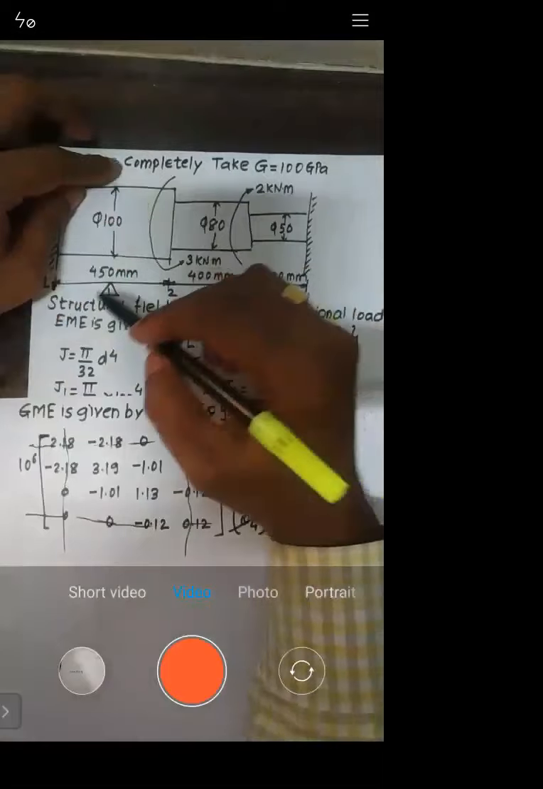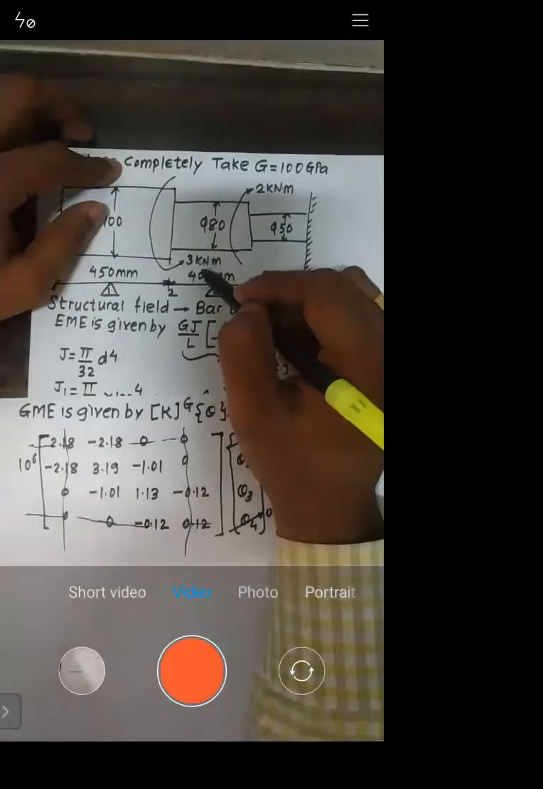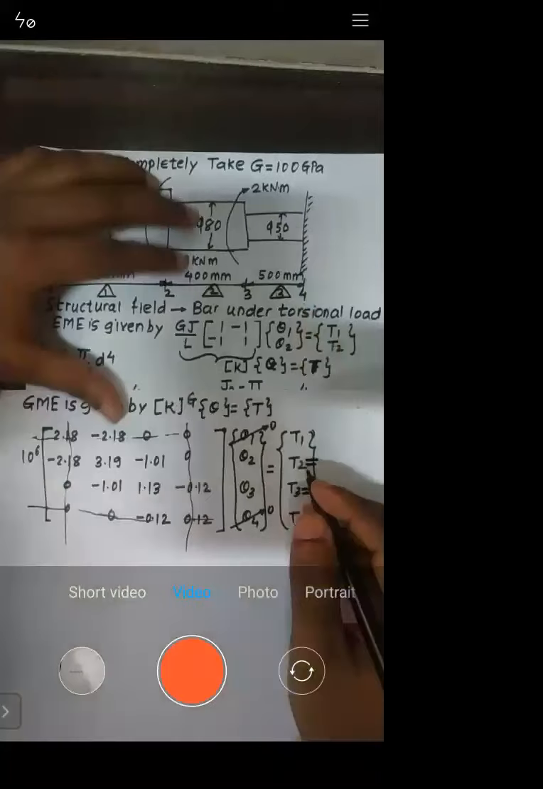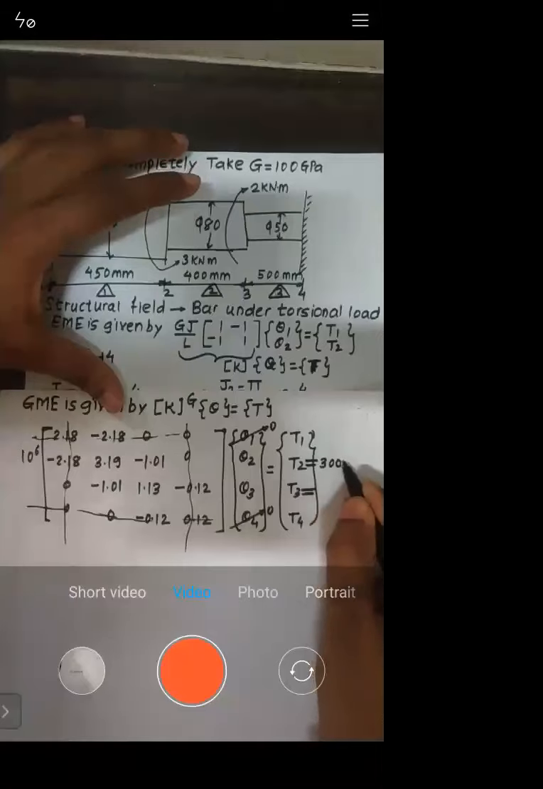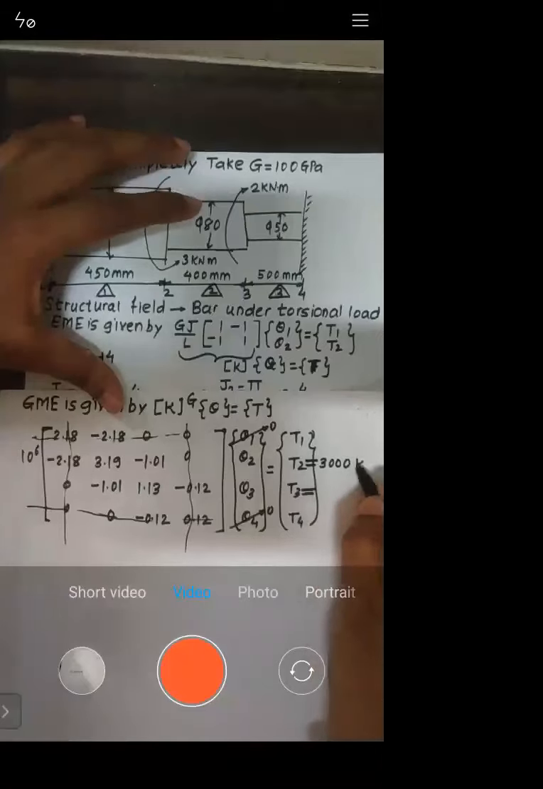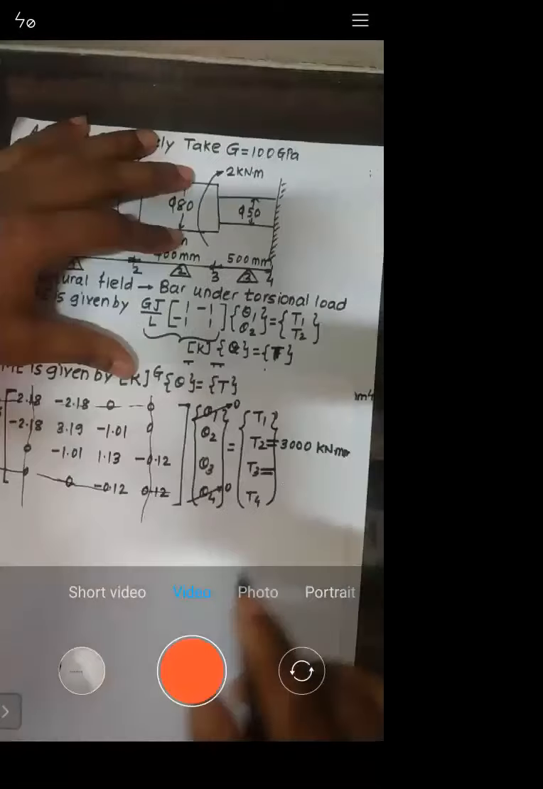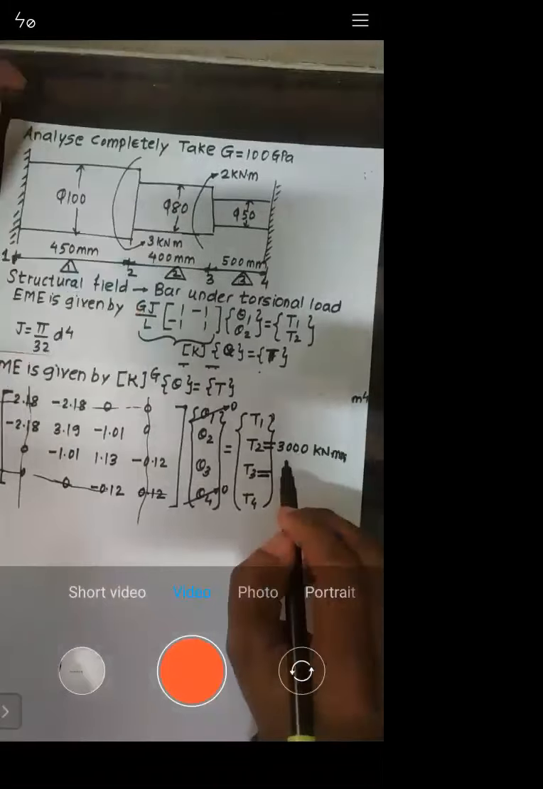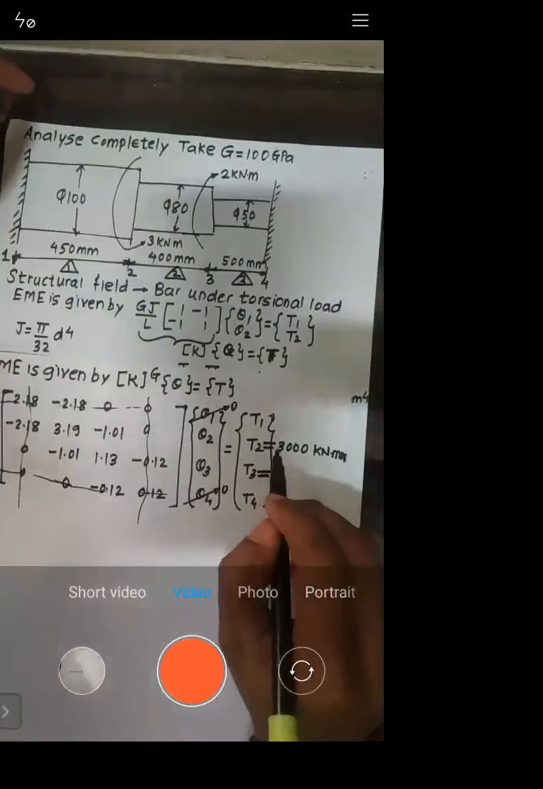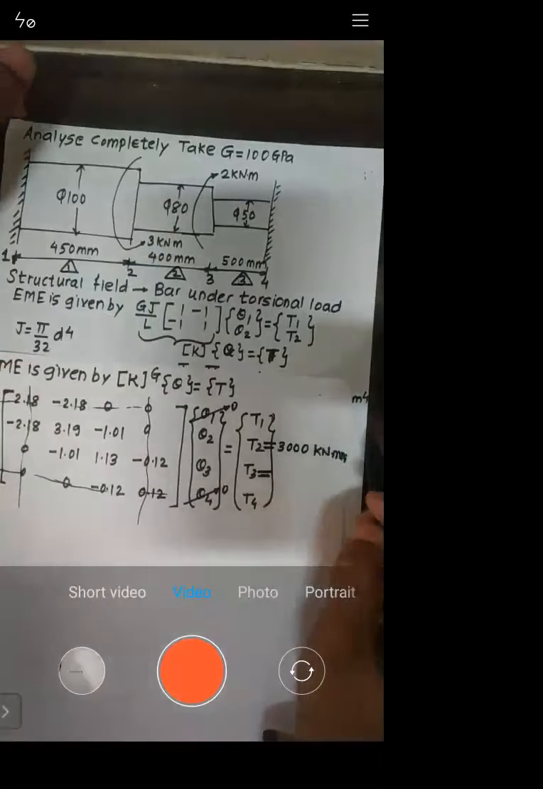But every dimension is in mm. Let it be kilonewton, that is not a problem, but this is in meter and you want it in mm. So I will write this as 3000 kilonewton mm. Is it okay? Because it is anti-clockwise, I will take it as positive, and I have multiplied it by 1000 to convert meter into mm.